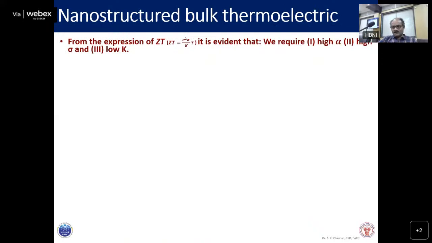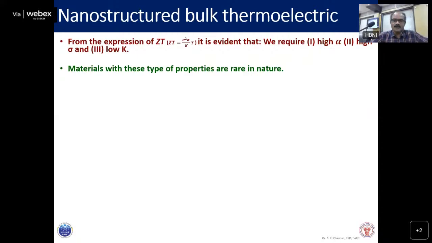Now, what are required? You require high alpha and sigma and low K. So is there any way by which you can actually reduce the K value or thermal conductivity values? This can be done by doing some manipulation. Ideally, without manipulation, if you have a material which is having high electrical conductivity, it is going to have high thermal conductivity because both of them are related to each other.